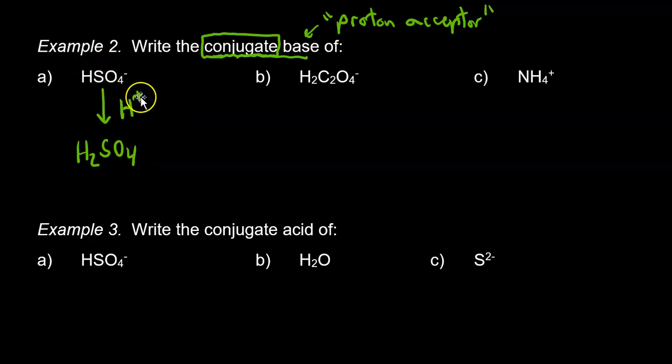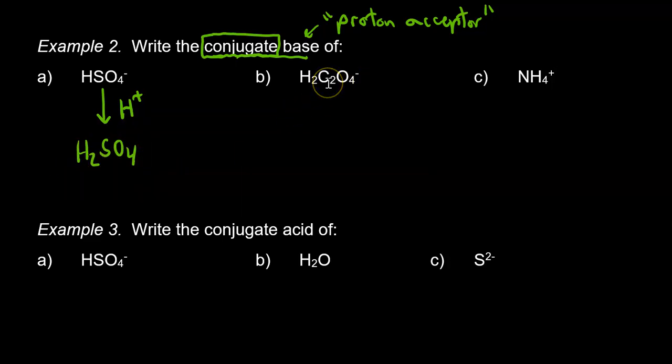Now, it also gains a positive charge, because there's a positive charge on this hydrogen. Originally, it's negatively charged, with a charge of -1. So if it has a charge of -1 and it gains a charge of +1, then the total charge is 0, or no charge. It's neutral. You can just leave it blank if you want. And this is called sulfuric acid.